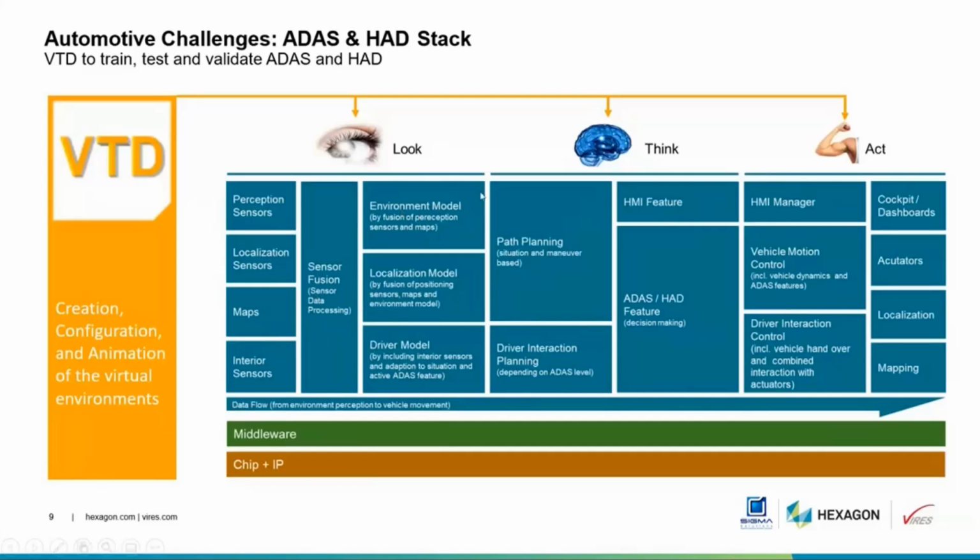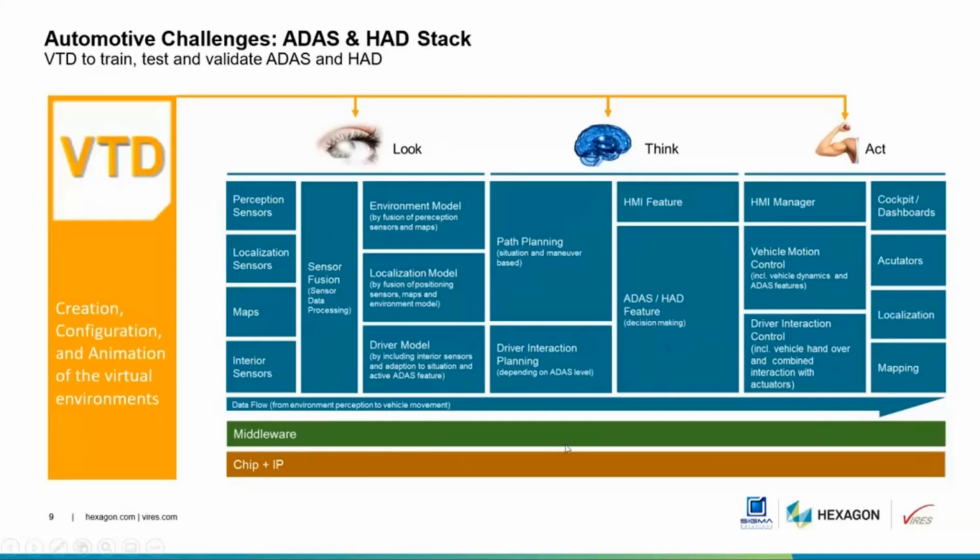Then we build an environmental model, the localization model, driver model, path planning, and driver interaction. All these fancy features, HMI, and this is where you will have ADAS features like lane keep assist, advanced cruise control, or automatic emergency brake assist. Then here you'll have all the vehicle motion and driver interactions, the cockpits, actuators, and localization. This is how the ADAS architecture looks.